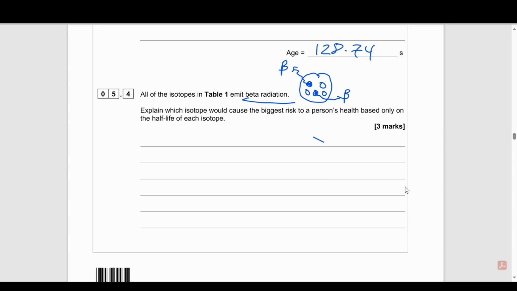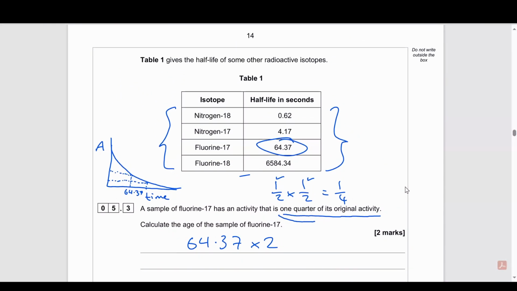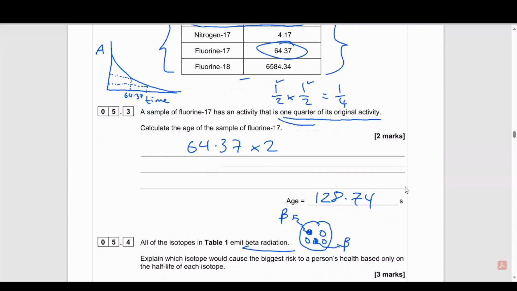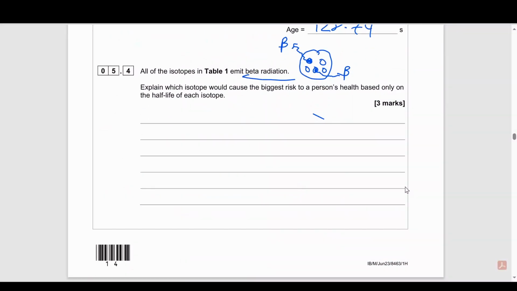So going back to the table, we want to find which of these isotopes is going to decay the quickest. And decaying the quickest means the shortest half-life. So we can see that nitrogen-18 has a half-life of 0.62 seconds. So half of the radioactive nuclei in nitrogen-18 would decay in 0.62 seconds. So that has to be the most dangerous. So we should get 1 mark for mentioning the isotope, nitrogen-18 in this case.